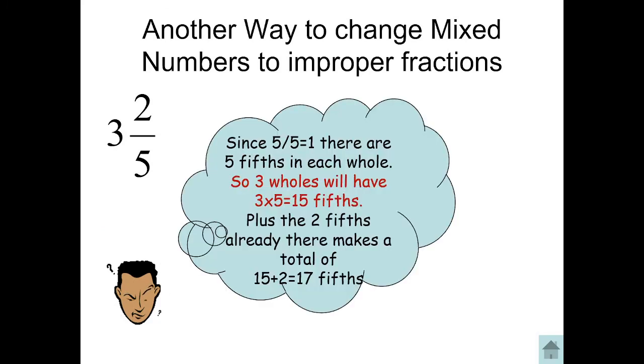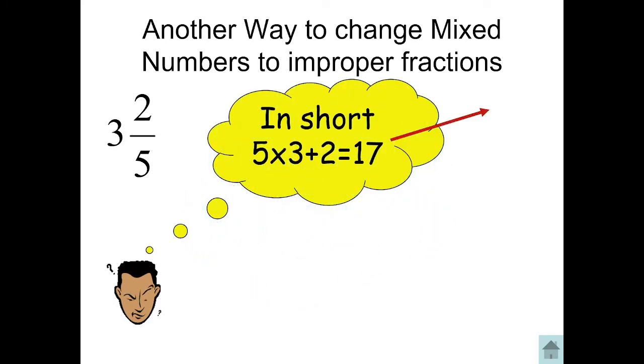So we have here another one. 5 times 3 plus 2, you'll get 17, then you copy the denominator 5. That's the simplest way to transform mixed numbers into improper fractions. Are there any questions so far? None so far. Okay, let's continue. Equivalent fractions. Do you still remember equivalent fractions?